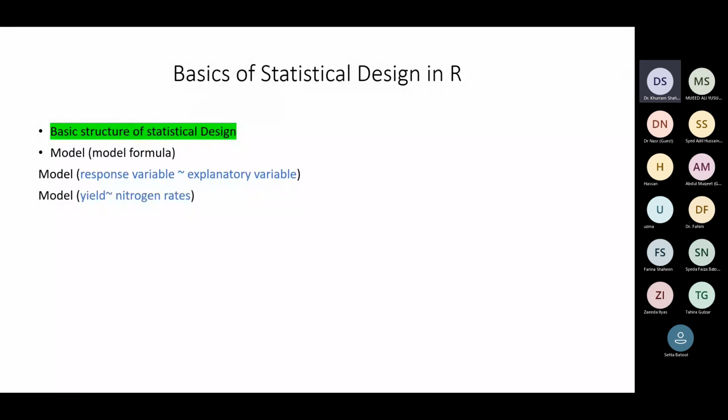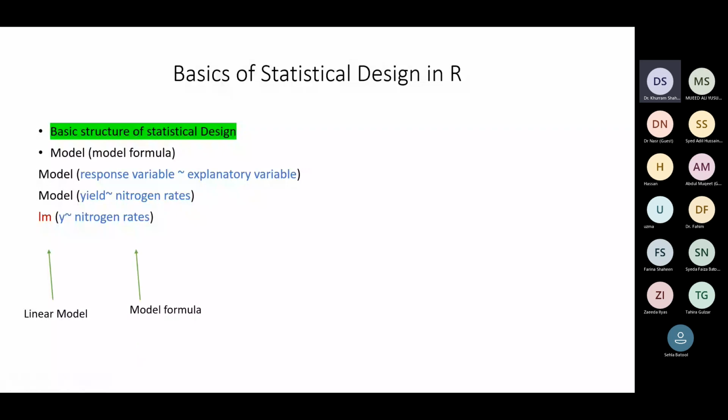For example, we want yield, and we want the effect of nitrogen rate on yield. So we can write the model formula like that: your response variable, then your explanatory variables. This is your model formula. The y-axis component, what you want, is the response variable, and the explanatory variables are your factors, your independent factors. First you write the dependent variable, then the independent variables. Here we want to use linear models, with yield and nitrogen rates. So this is your linear model and this is your model formula.